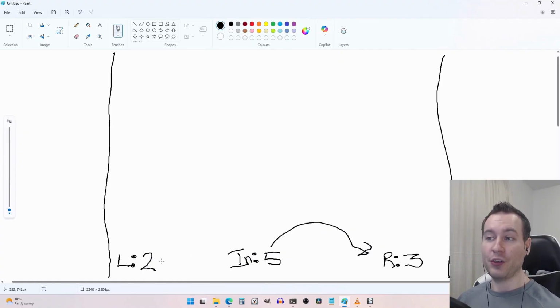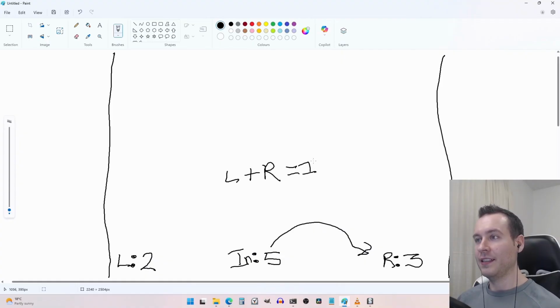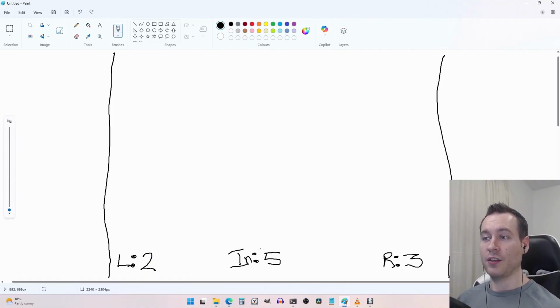It will get 2 less per minute than we would like, and we know that R will get 2 extra per minute because L plus R equals in. R will be oversupplied by the L amount, the lower amount. Let's start doing some splitting.